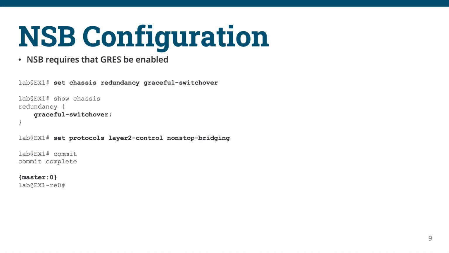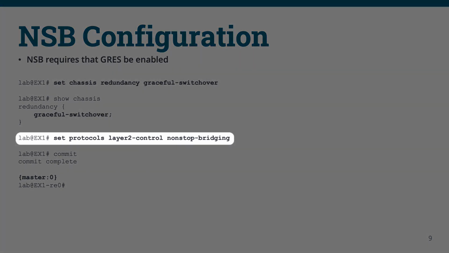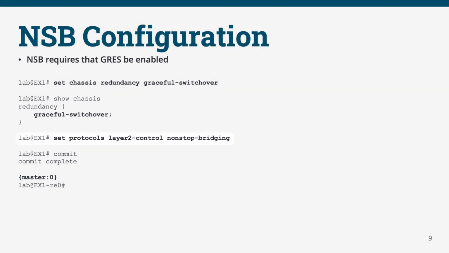Just like NSR, NSB also requires GRES to be enabled. However, NSB does not require NSR to be enabled. NSB is also implemented with a single command, simply applying the set protocols layer2-control nonstop-bridging configuration statement will enable NSB. Great. The final item I want to cover before we finish this lesson is a feature that can allow you to perform a Junos software upgrade with minimal, if any, production traffic impact.